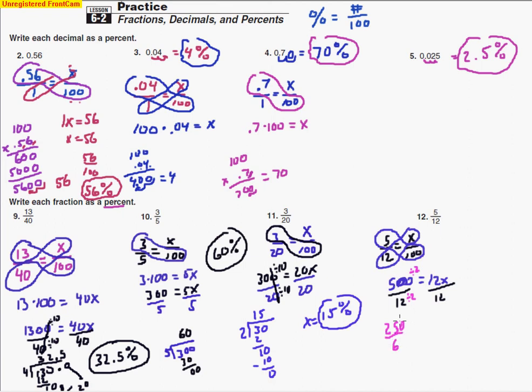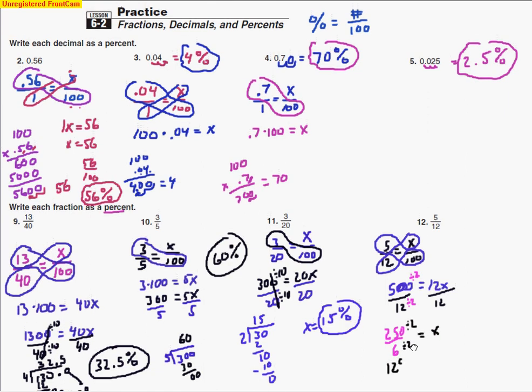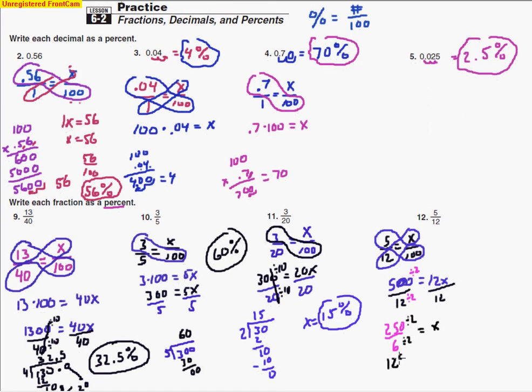Well, I could reduce it one more time if I wanted to. I see that both of them are still even, so let's do that. So this still equals x. Let's go ahead and reduce it one more time. Let's take out another 2. Make the numbers smaller. Half of 250. Well, think of money. Half of $2 is $1. Half of 50 cents is 25 cents. So $1.25. So 125. And then half of 6 is 3. We've made the problem a whole lot easier now.